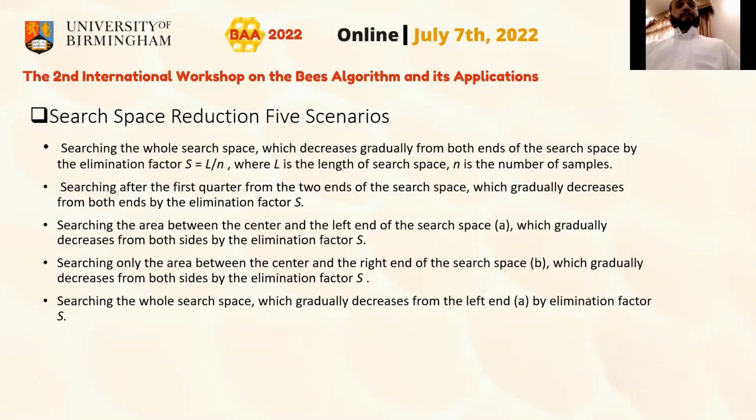Also, the third one is to search the area between the center and the left end of the search space, and decreasing from both ends. And searching the area between the center and the right end of the search space, and then decreasing from both ends, also with the same elimination factor. Searching the whole search space, which gradually decreases from the left end by the elimination factor S, as we talked about.